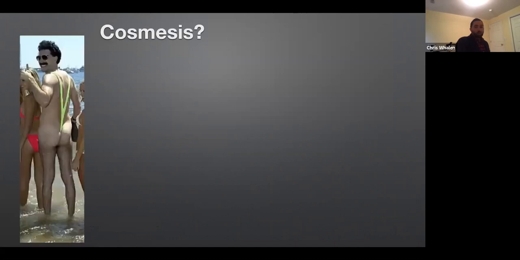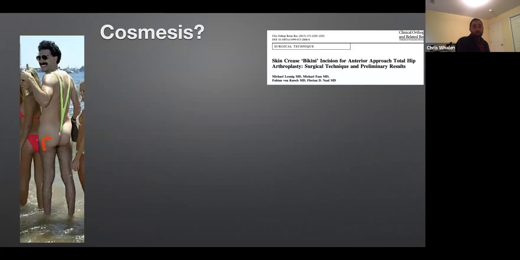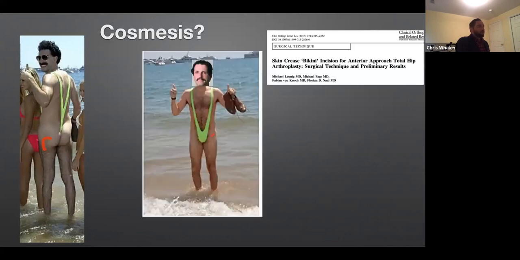Well, when we talk about the wound, what about cosmesis? Again, I think we're seeing a younger active population. This guy, do you think he really wants a big old swooshy scar on his butt? Or do you think he wants a nice, sexy bikini incision for an anterior approach such as this? Look at how happy that guy is with that tiny little bikini incision.